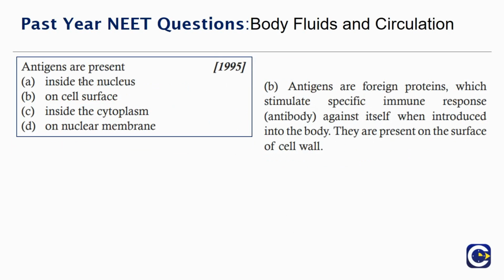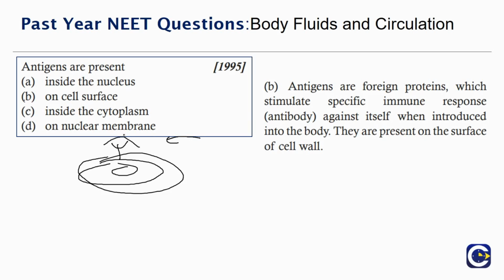Next question: antigens are present. Option A, inside the nucleus; on the cell surface; inside the cytoplasm; on the nuclear membrane. Antigens in case of blood are always present on the cell surface. So the option is cell surface. They are not present inside the nucleus, neither inside the cytoplasm nor on the nuclear membrane, only on the outer cell surface. And that is when the antibodies can come and contact them. So that is the outermost surface.